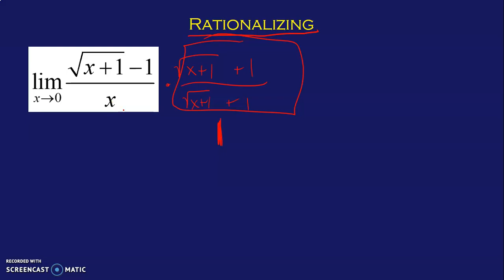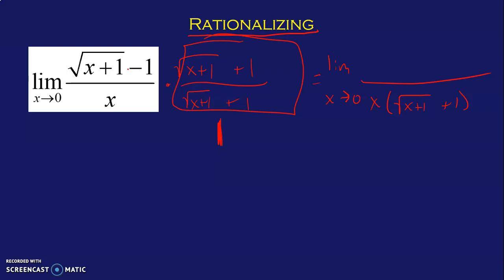All right. Now on the bottom, don't multiply it out. Just leave it as x times that. So limit as x approaches 0. On the bottom, I'm going to have x times this factor, square root of x plus 1 plus 1.